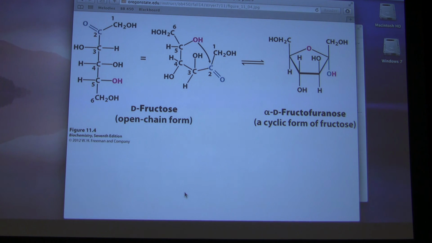just like we saw carbon number 6 sticking off the ring in glucose. The difference here is that glucose had the carbonyl on carbon number 1, which meant it became part of the ring. In the case of fructose, carbon number 1 is not making the ring, and so it sticks off of it, as you see here.